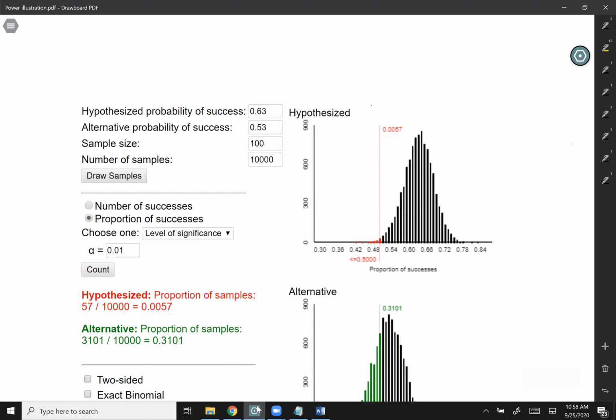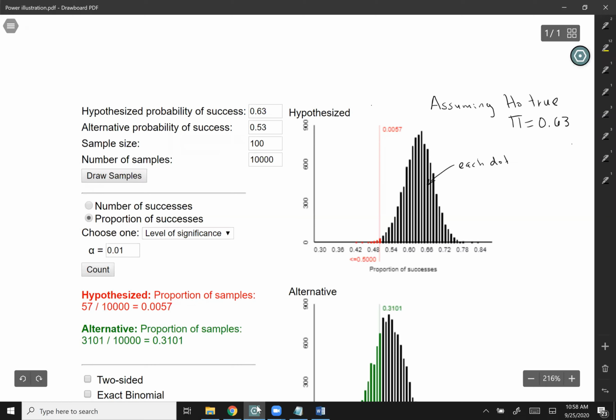First of all, we're assuming in this one that the null hypothesis is true in this top picture. So we're assuming that pi is equal to 0.63. And just like usual, this is a sampling distribution, so each dot is a p-hat. This is showing all the different sample proportions we would expect to get if the null hypothesis were true. So we're looking at this bottom 1%. That's where we're setting our alpha level, and that's helping us set our cutoff. So I'm going to extend the line up here.